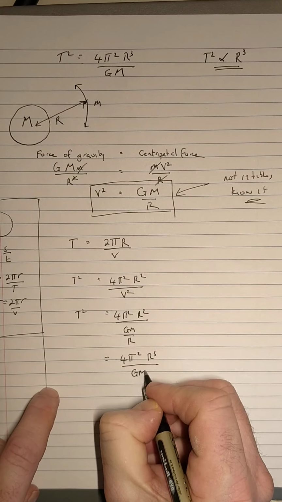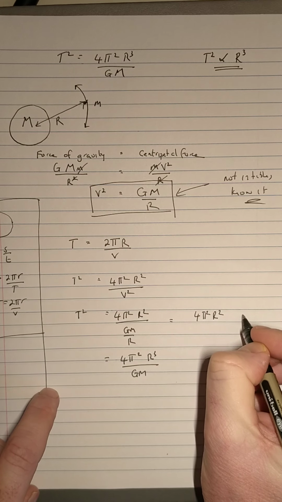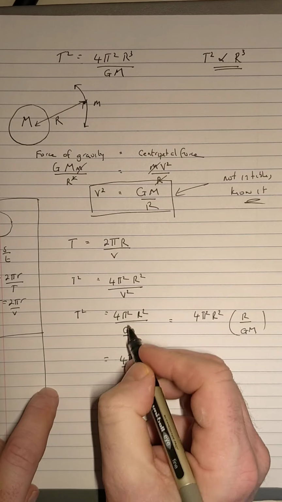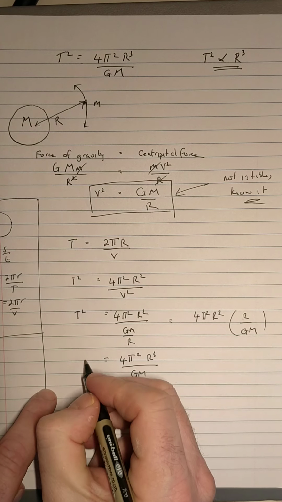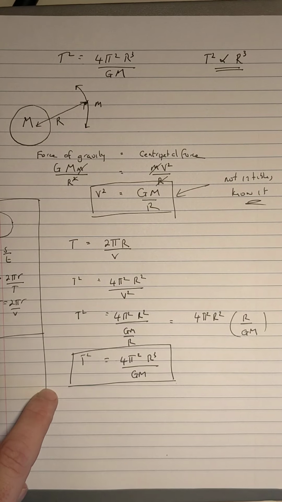over GM. I can put that here just for those of us who are a little confused what I did there. If I divide by a fraction, you invert and multiply, as you used to do way back in primary school. And there you go. QED, sorted.